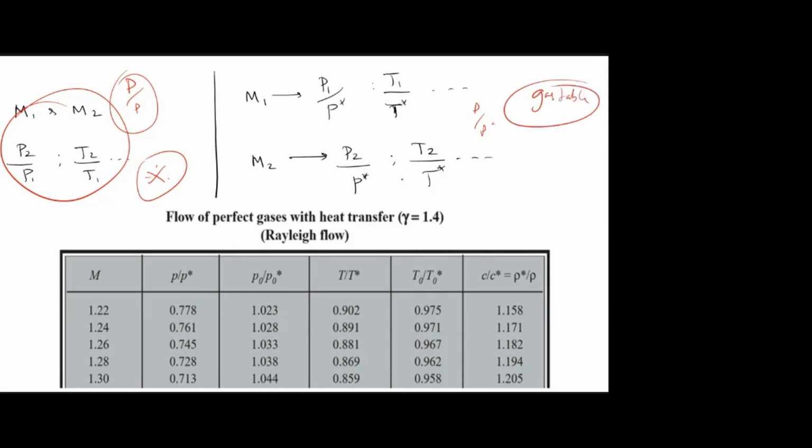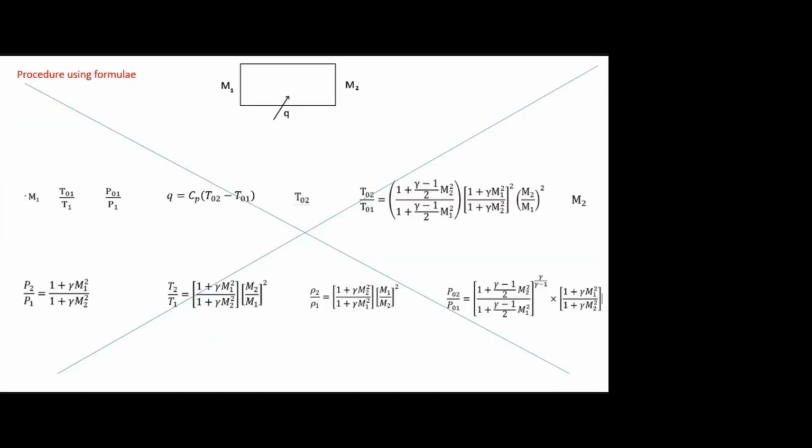Now I will explain how to use this gas table to solve the problem. Procedures are almost the same. Maybe I'll explain once again using formulas. First I take M1 and go to the isentropic table. We can find these two ratios. So we know P1, T1, we can find P01, T01.